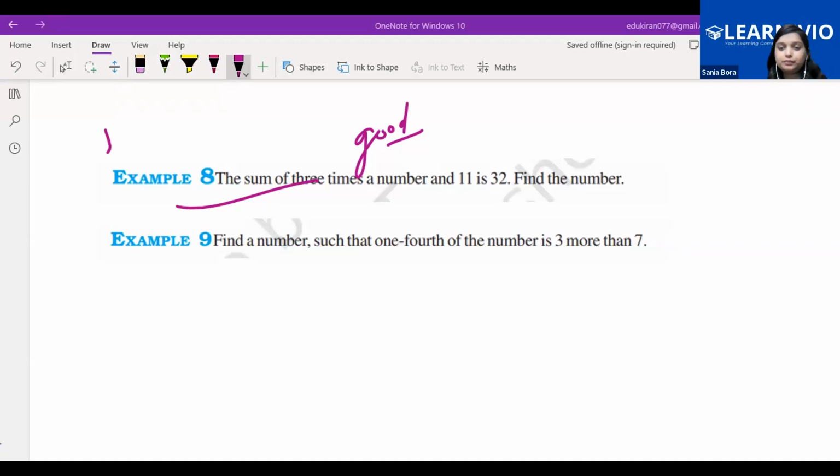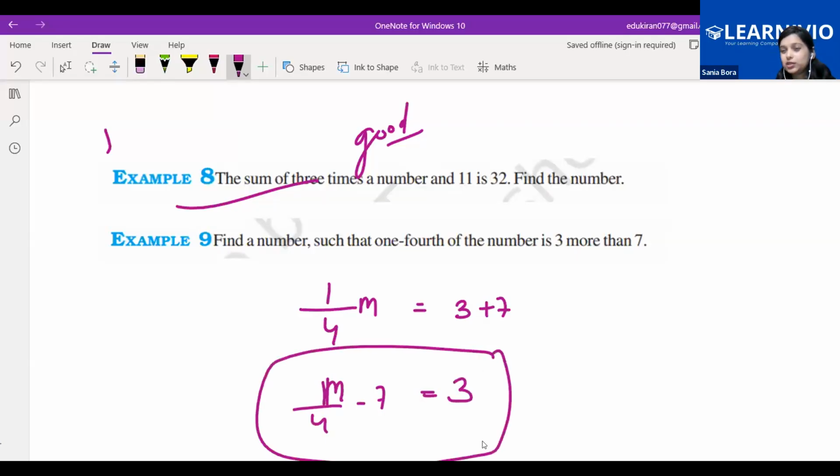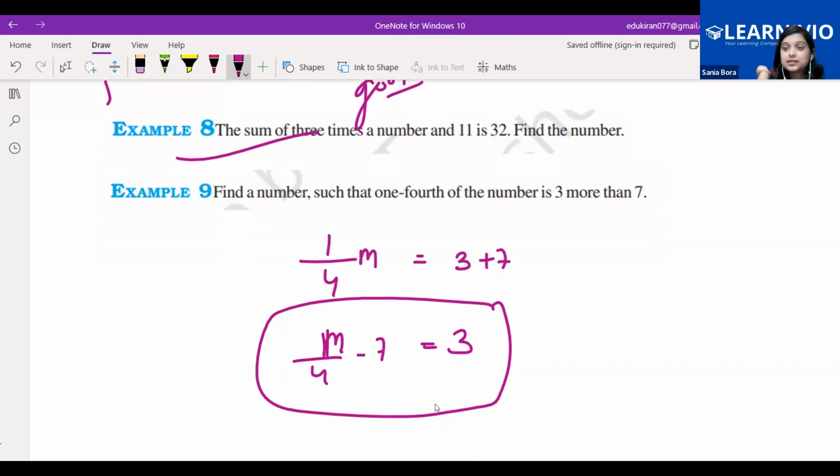It says find a number such that 1/4 of a number is 3 more than 7. You remember we did this type of question? Yes, ma'am. 1/4 of a number is 3 more than 7. Or we can write it like this: m upon 4 minus 7 equals 3. You remember this equation we did in the class?